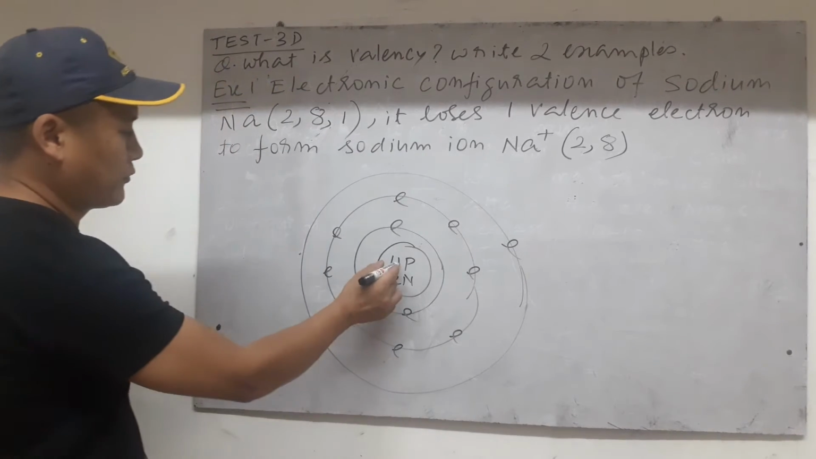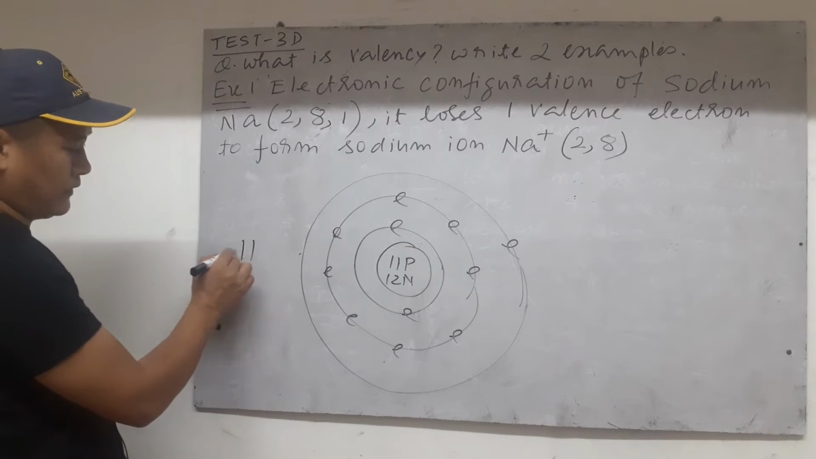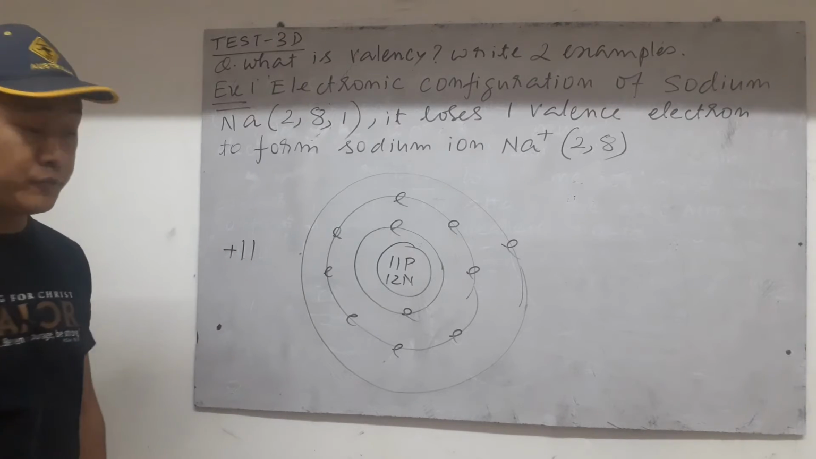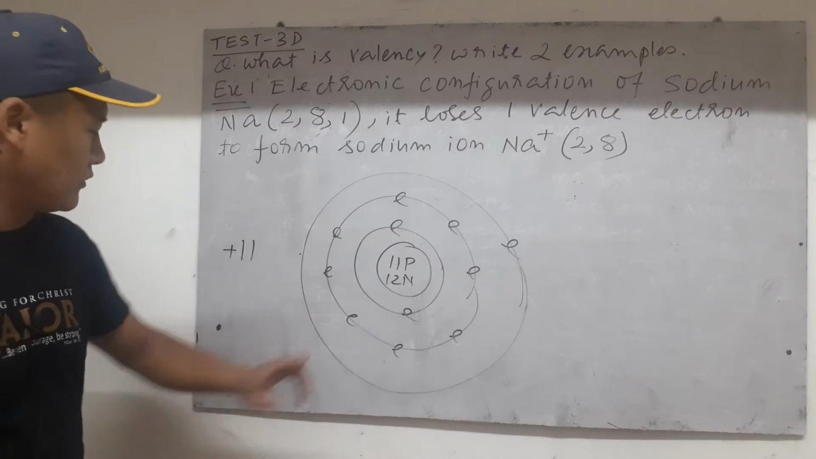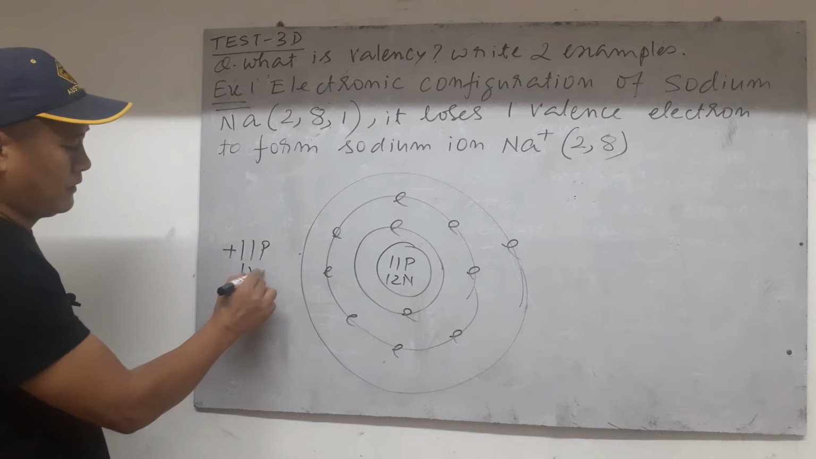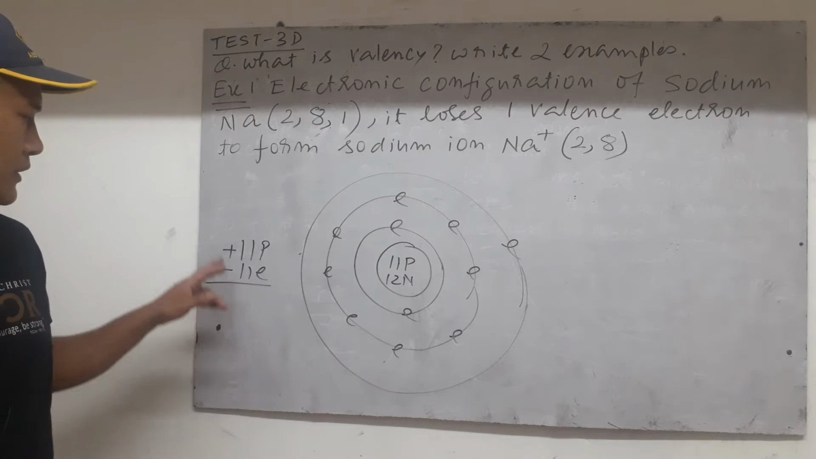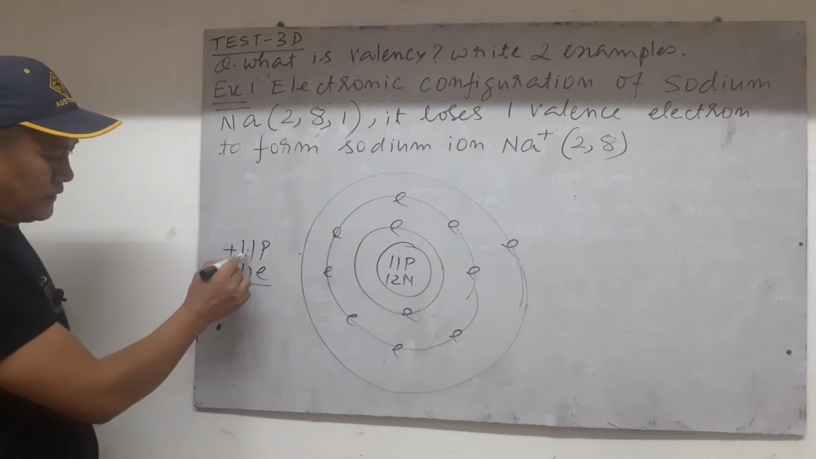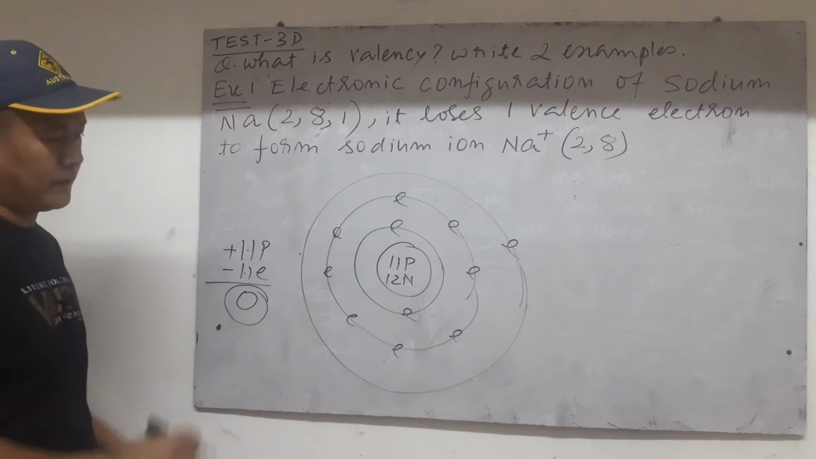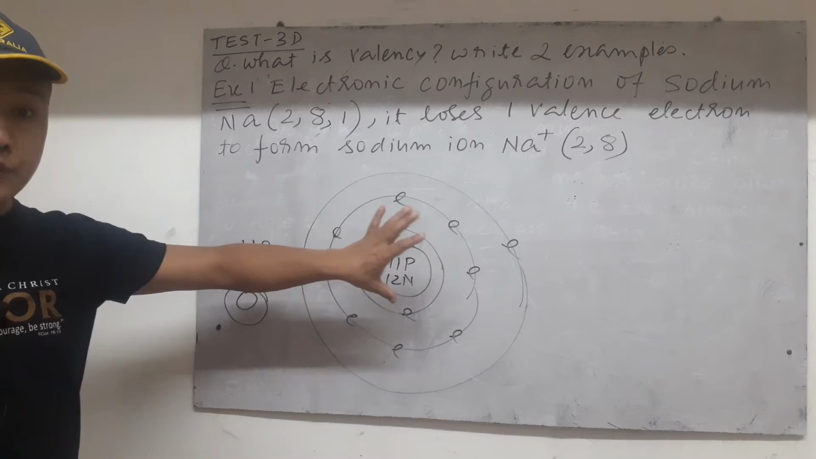So you see, the number of protons is 11. A proton has a positive charge, so 11 positive charges. The number of electrons is also 11, and every electron has 1 negative charge. So when you combine, plus 11 minus 11 is 0. So the charge of the atom is neutral, 0 charge.